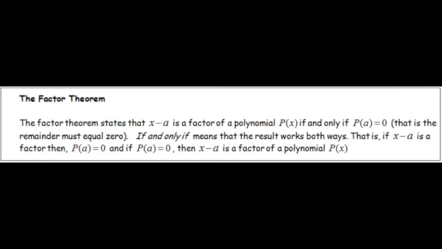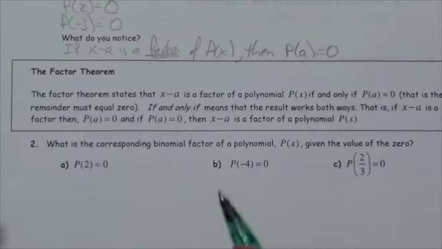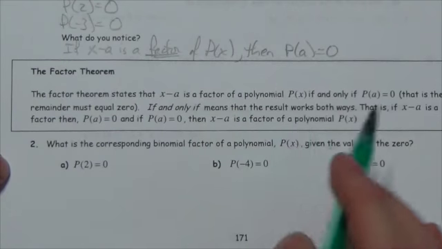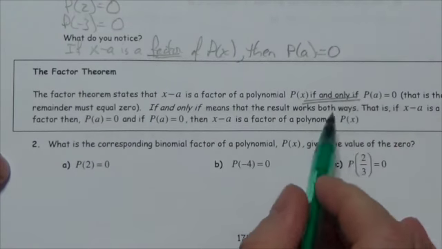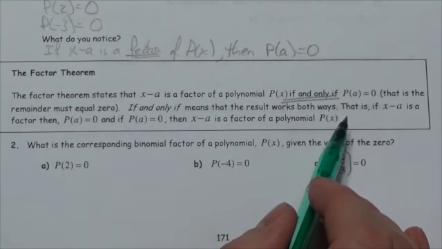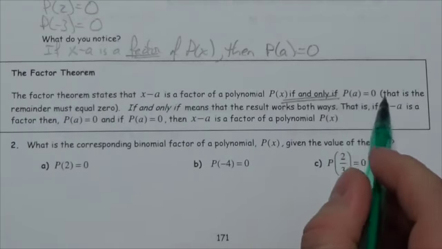Here is a more formal statement of the factor theorem. So this takes us to the more formally stated factor theorem. The factor theorem states that x minus a is a factor of the polynomial p of x if and only if, and this is what I was trying to get at before, if and only if. So it doesn't really matter what direction you go. If and only if p of a is equal to 0.